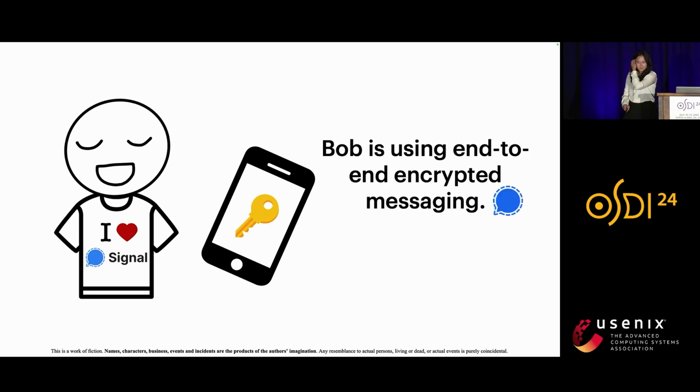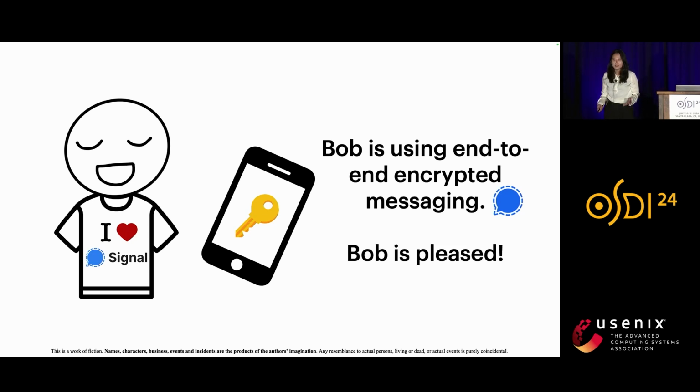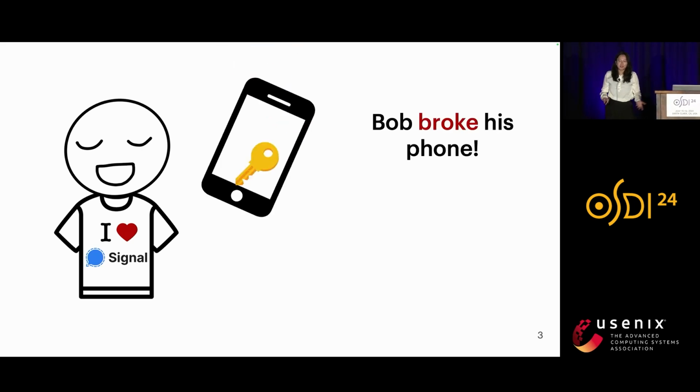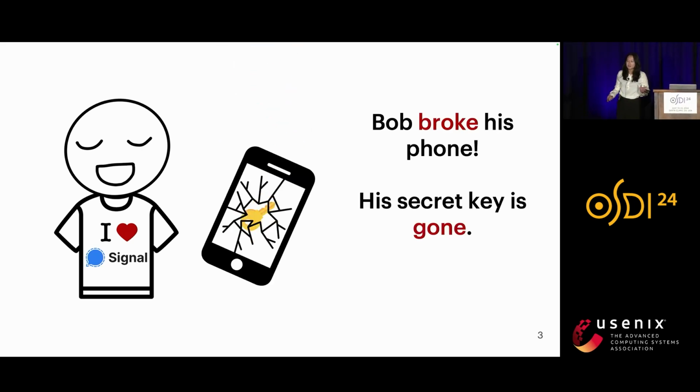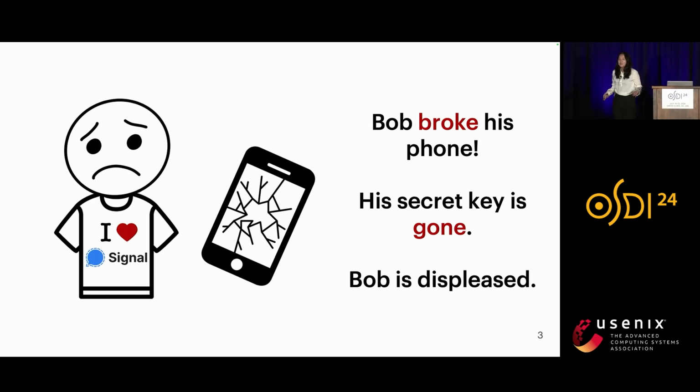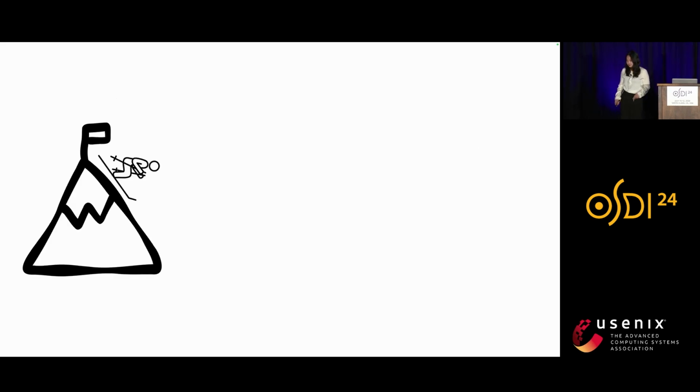So Bob is using end-to-end encrypted messaging, so an application like Signal. Bob is really happy because Bob gets all of these great privacy and confidentiality guarantees from end-to-end encrypted messaging. But life happens, and Bob maybe breaks his phone. Along with his phone goes his secret key, and now Bob is displeased because he can't decrypt or recover his user account because everything's encrypted and there's no decryption key.